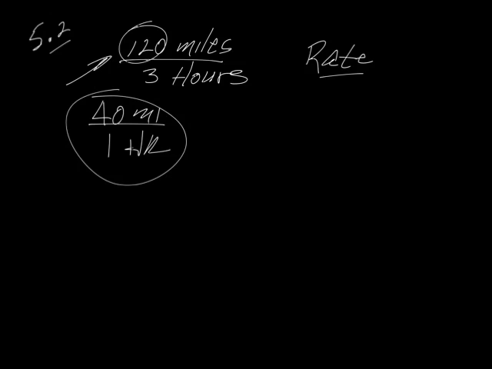And this works real well when you're trying to figure out things like not only speed, but how much money you're making per hour and all that kind of thing. So let's look at example 1. A train travels 125 miles in 2 hours. What is the train's rate in miles per hour?